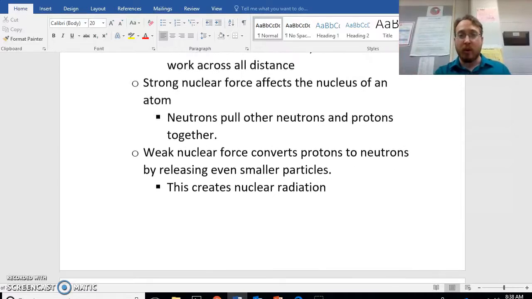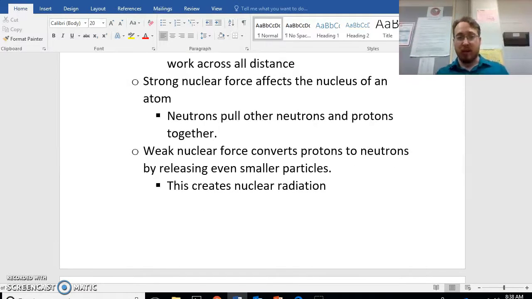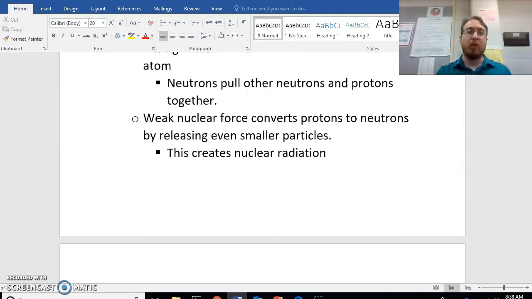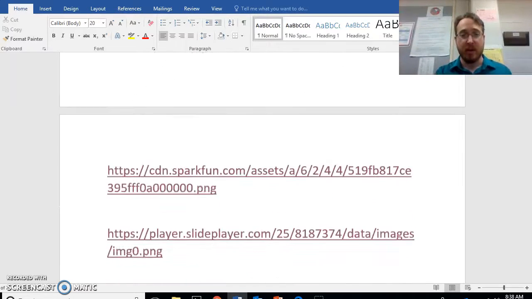Then we have the strong nuclear force, which affects the nucleus of an atom, and it allows neutrons to pull other neutrons and protons together. And then finally, the weak nuclear force, which converts protons to neutrons by releasing even smaller particles. This creates nuclear radiation, and that's as much as we will ever say about the weak nuclear force.